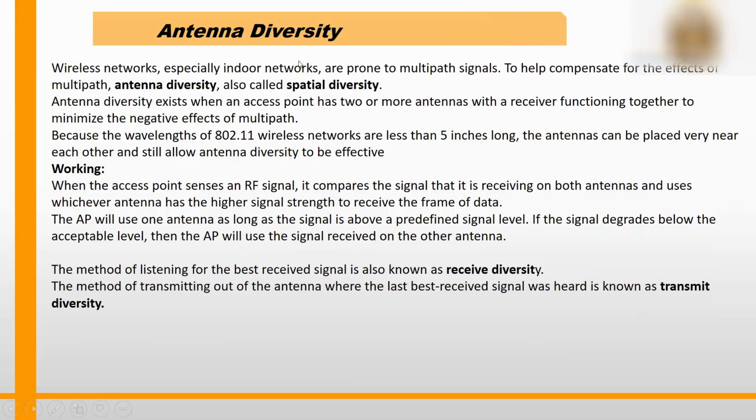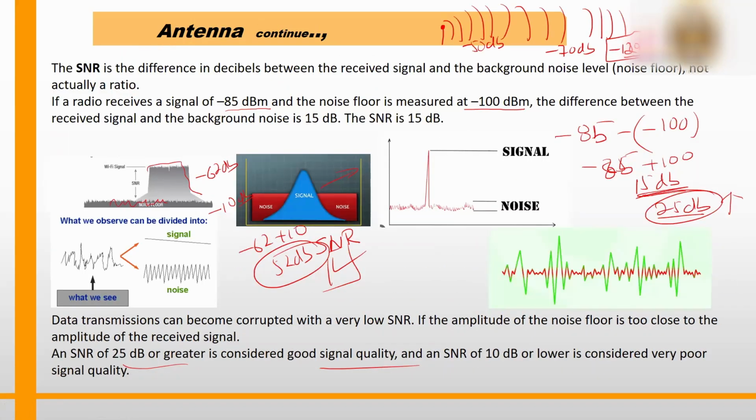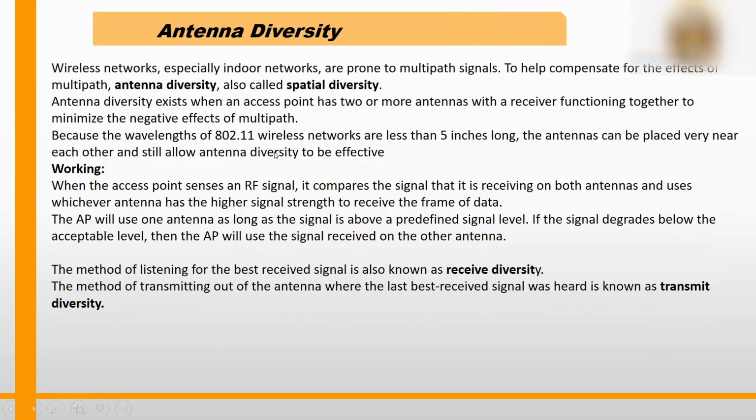So the next concept is antenna diversity. Till now, what we have understood: Fresnel zone, line of sight, and what is SNR. Now, antenna diversity. Wireless networks, especially indoor networks, are prone to multipath signals. So to understand antenna diversity, we need to understand what is multipathing.